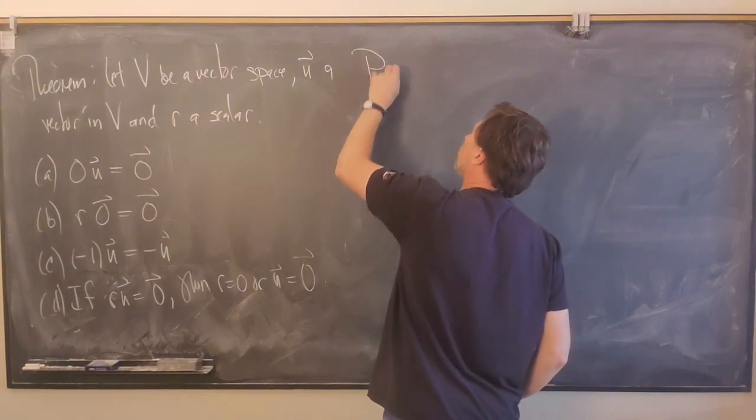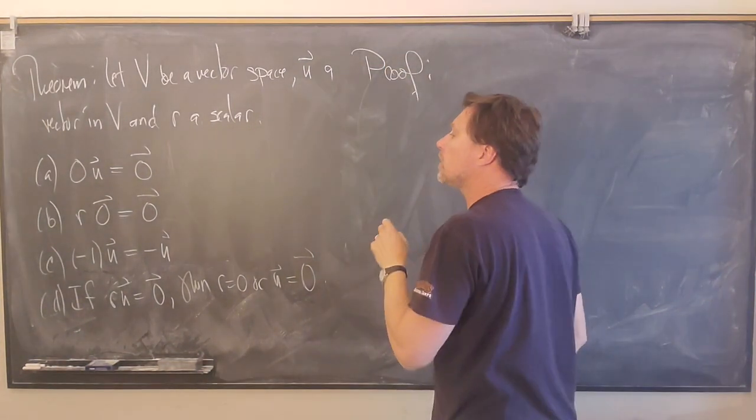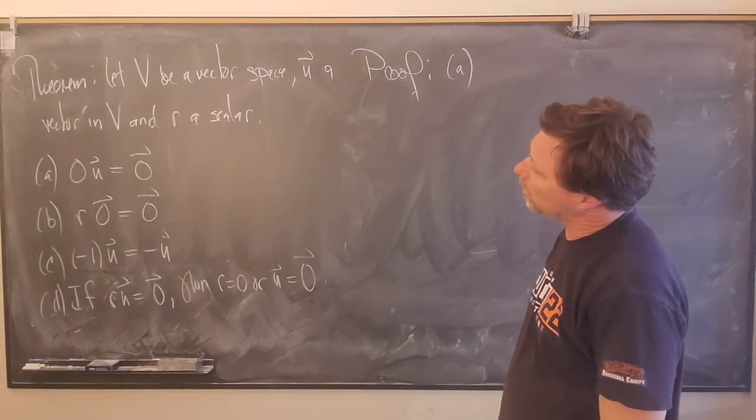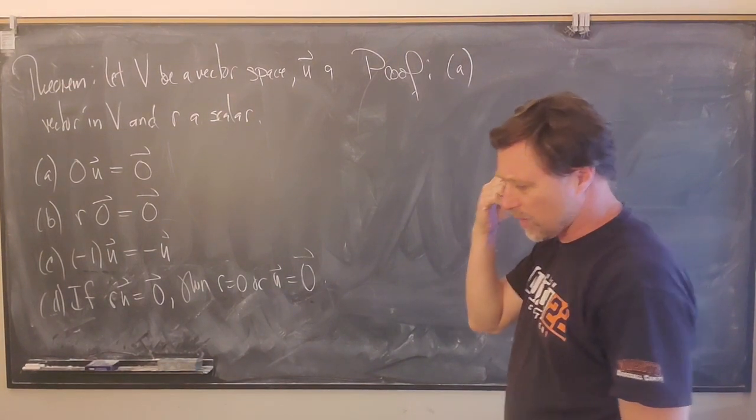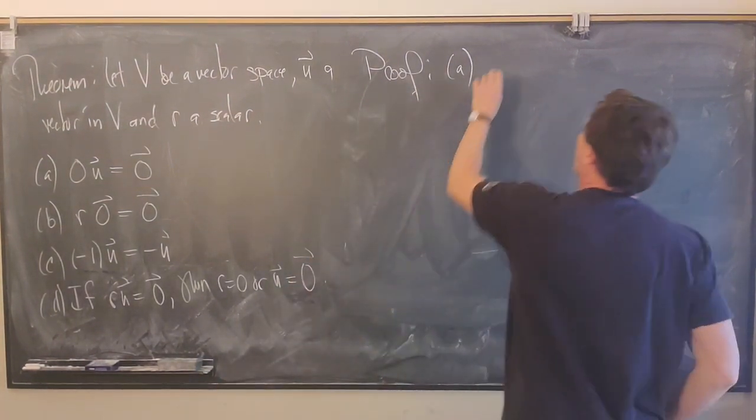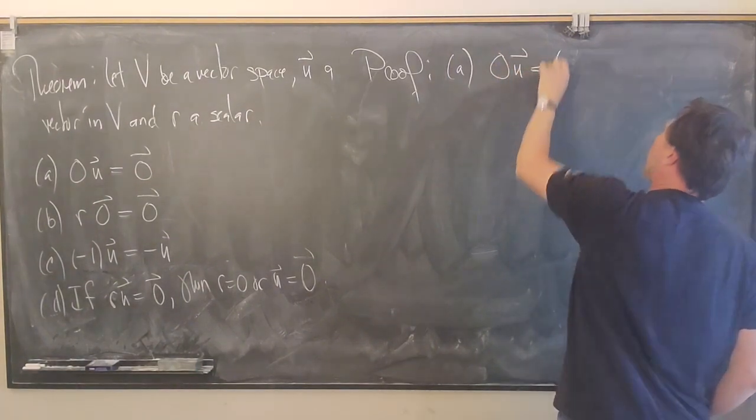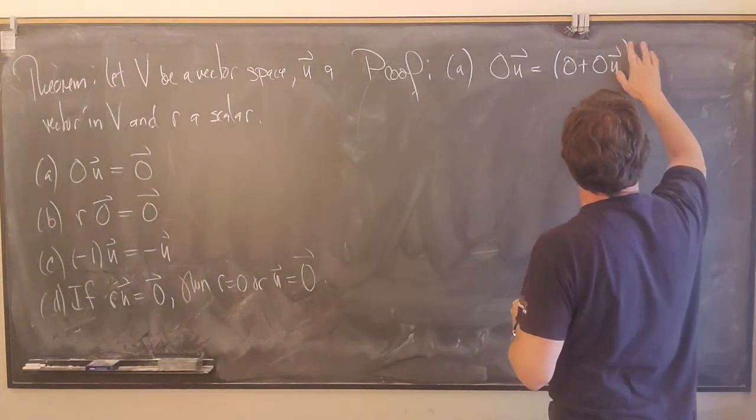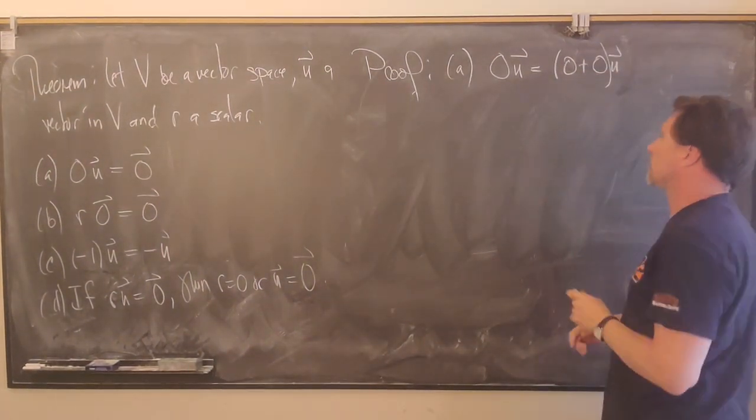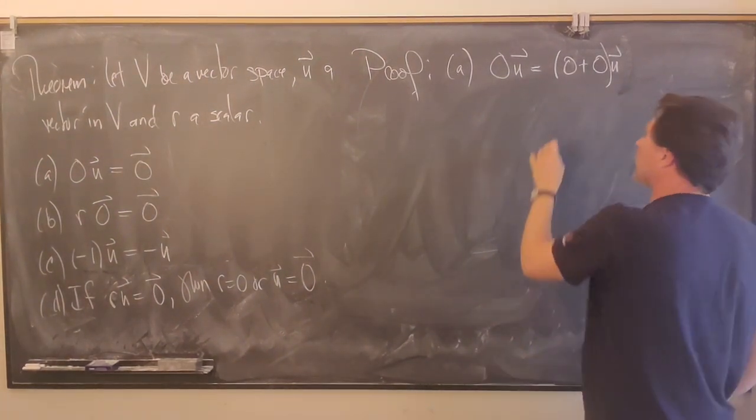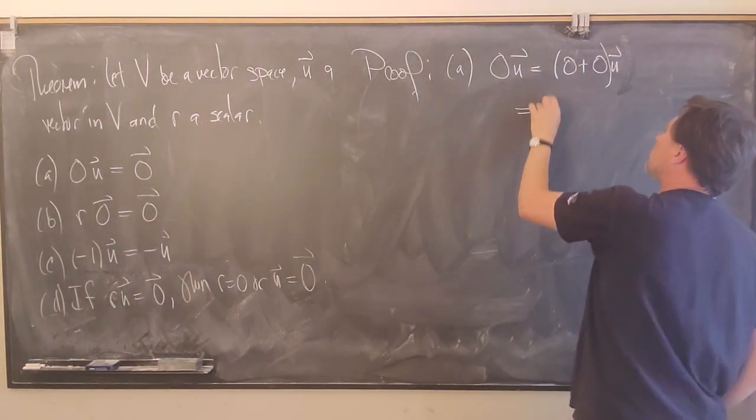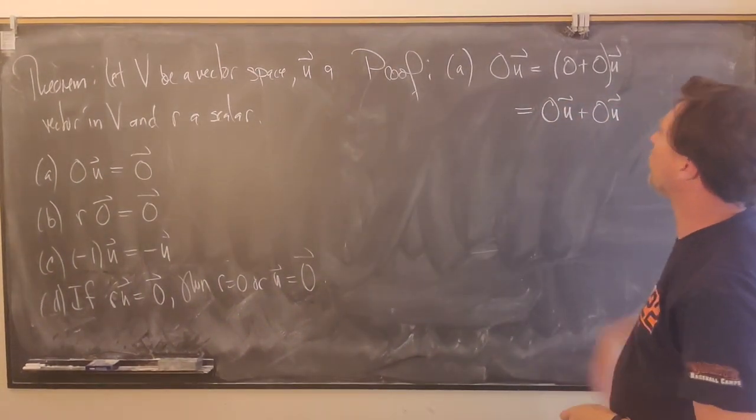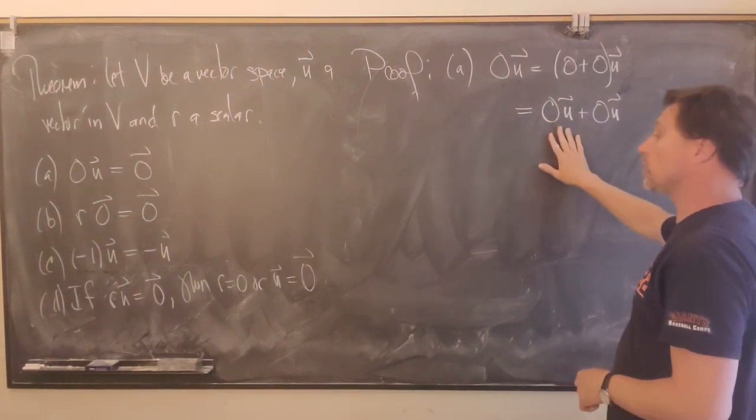So proof. Let's look at property A. 0 times u equals the 0 vector. So what do I need to do? Well, let's look at 0u. That is equal to (0 plus 0) times u, right, 0 is 0 plus 0. And then one of the properties we have in vector spaces is the distributive property. This is 0u plus 0u. And so now we have this equation: 0u is equal to 0u plus 0u.